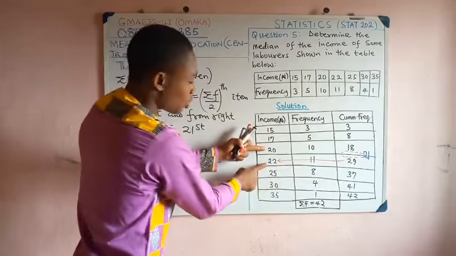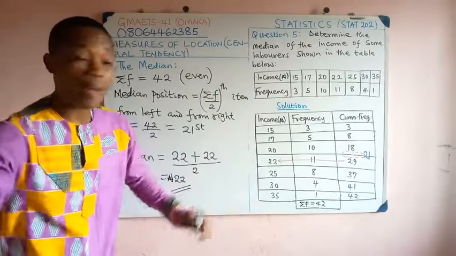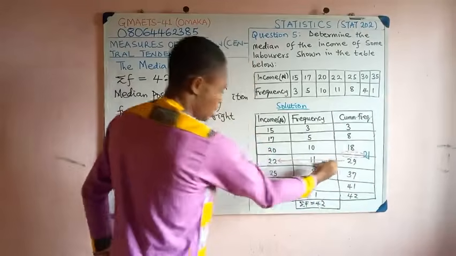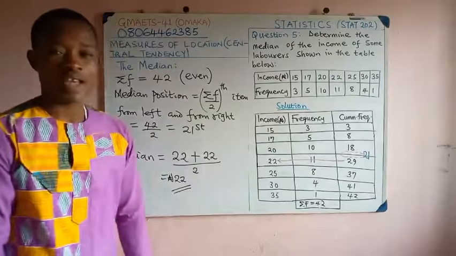You add 20 plus 22, and then divide by what? 2. But once again, because the 21 is not exactly there, pick the next higher cumulative, trace it, double the value, and then divide by 2 to get to what?